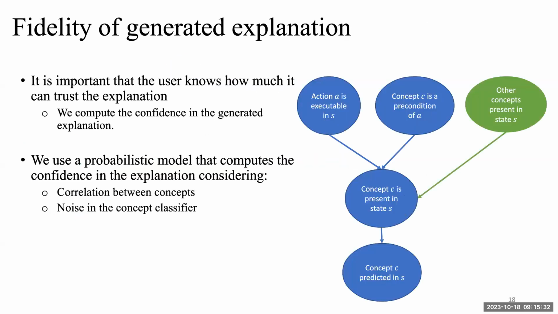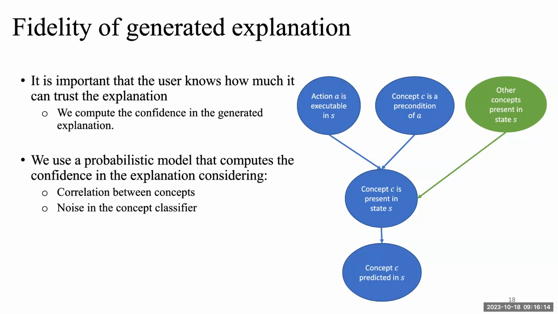Having said that, it is actually important that the user knows how much it can trust this given explanation, so that they can calibrate their trust. To do that, we compute a confidence in the generated explanation, like what is the likelihood of the explanation being correct. We define a probabilistic model that computes the confidence, and it considers two things: correlation between concepts, which I'll explain shortly, and noise in the concept classifier, which is obvious because classifiers cannot be completely accurate.